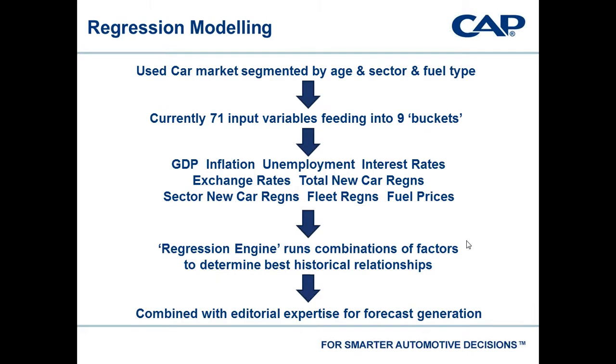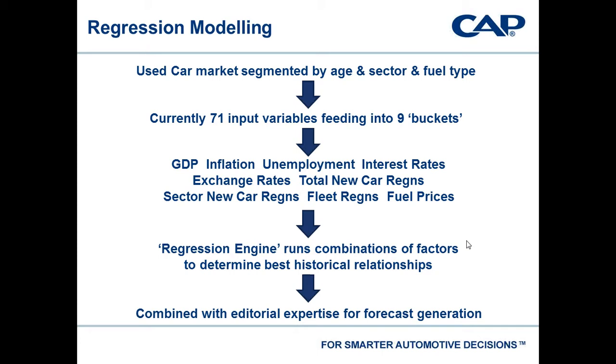So what do we do with all this year-over-year percentage data? Well, we said we segment it by age and sector and fuel type. We generate those graphs that we looked at, for example, for upper medium 3-year 60. And then we have a lot of input variables, which broadly feed into 9 buckets. And again, a lot of you will be familiar with this. It's macroeconomic things like GDP and unemployment. It's the supply side, total registrations, or registrations from the individual vehicle sector, fleet registrations, which would normally lag back 3.5, 4 years, and then things like exchange rates and fuel prices.